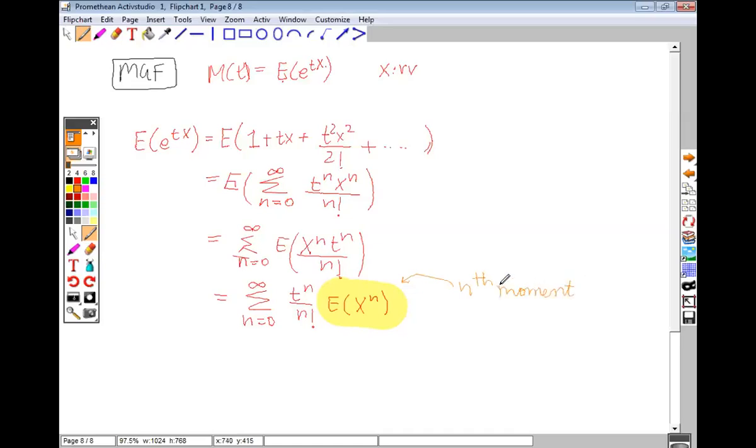So you see how in my MGF I have captured all the moments, because my value of n goes from 0 till infinity. So I have expectation of 1, expectation of x, expectation of x square, expectation of x cube as well, right? So this is what happens. I know that this is the coefficient. Basically, expectation of x raised to n is the coefficient of t raised to n upon n factorial, right?